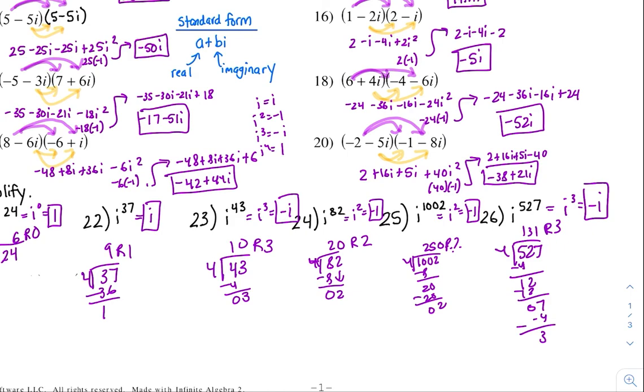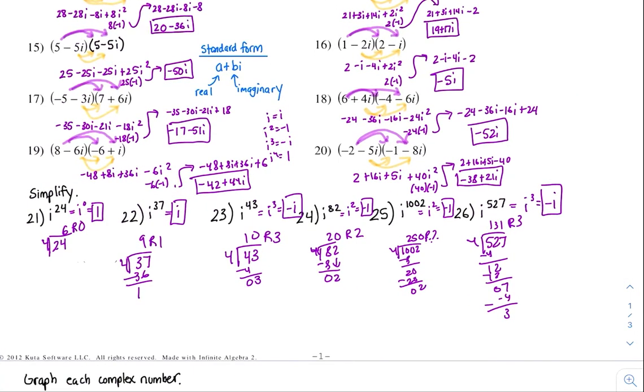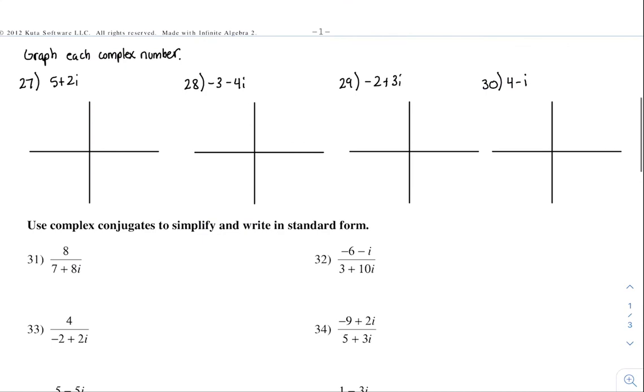So there's your guys' powers of i. Now with complex numbers, again, a plus bi. This is your real, and this is your imaginary. So the x-axis is your real, remember, and your y-axis is imaginary. So 5 plus 2i, the 5 is the real. So 1, 2, 3, 4, 5, 2 up, 1, 2. There's our point.